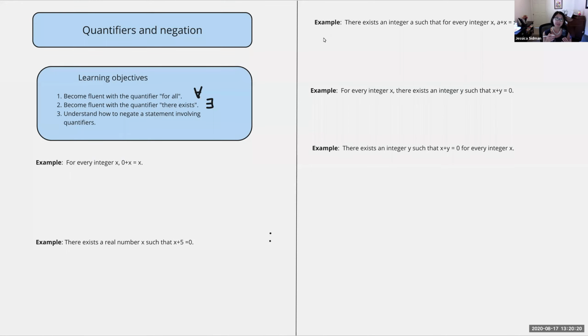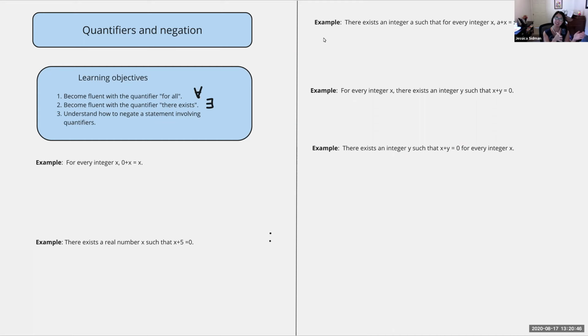I want to take you through a few examples where we'll practice translating sentences into logical statements back and forth. We will try to think about whether the statements are true or false, and we'll think about how to negate them. Okay, let's go. So the first statement is, for every integer x, 0 plus x is x.